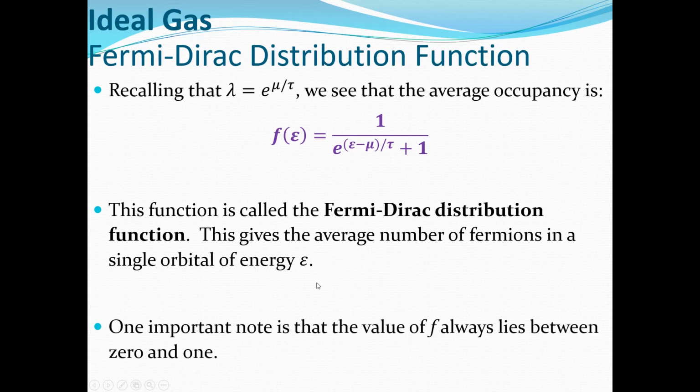Now, one important note is that because we can only have 0 or 1, the value of f is always going to lie somewhere in between those two numbers. Because if we take an average of all the orbitals, there will be maybe some orbitals that only have one particle, some that have none of those species, and in total, it'll always end up being an average less than 1. So somewhere between 0 and 1.